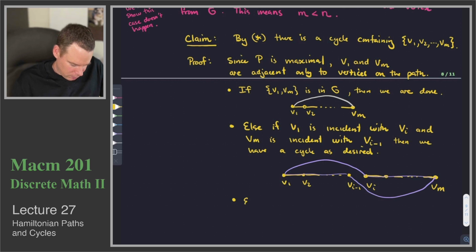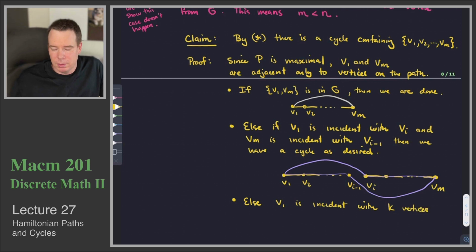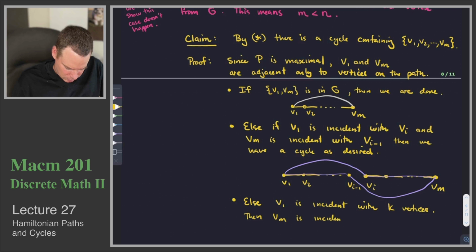The final case is else V1 is incident with k vertices on that path. We know that the neighbors of V1 are living on that path. Then Vm is incident with m minus 1 minus k vertices. Why is that?